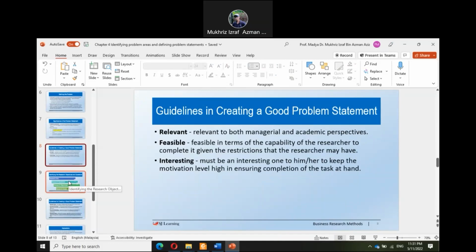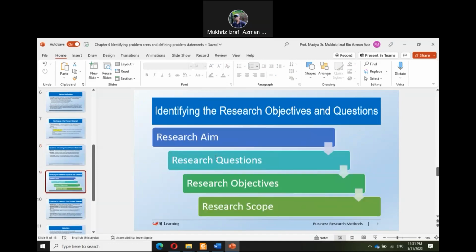Okay, so this part I will discuss further in the next lecture, which I think I've shared something similar before, the structure of a chapter 1. Usually you start with the background, and then you go for the problem statement, and once you have established your problem statement, then you write your research questions and also research objectives.